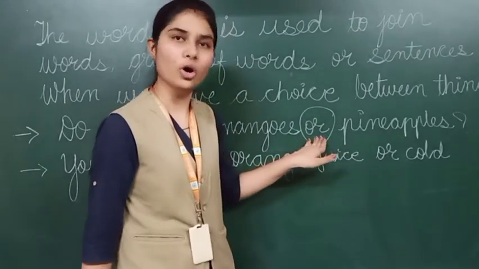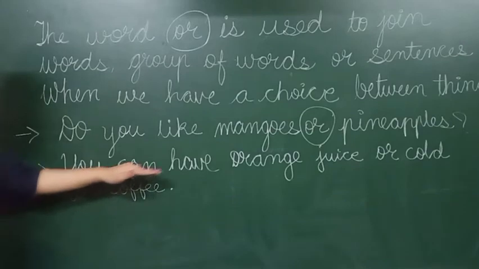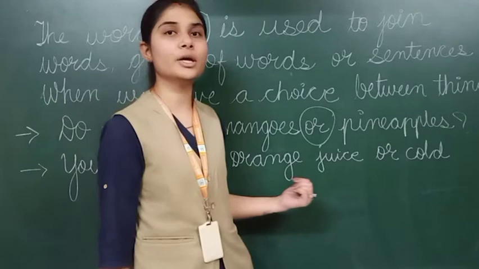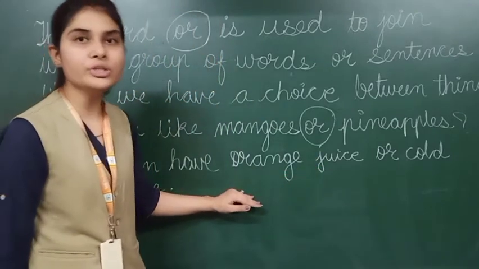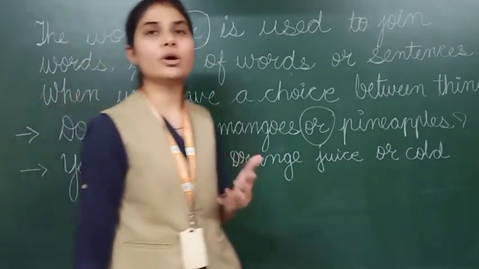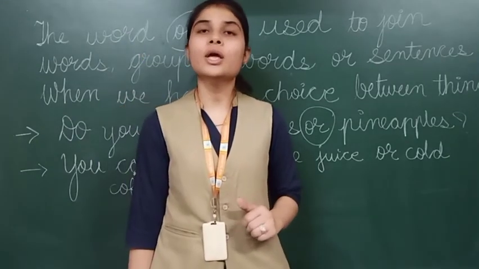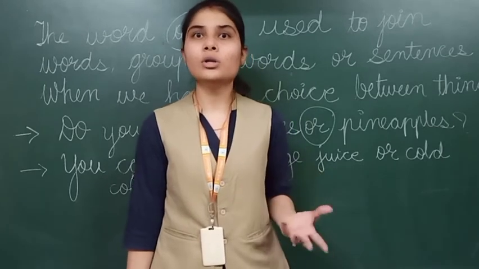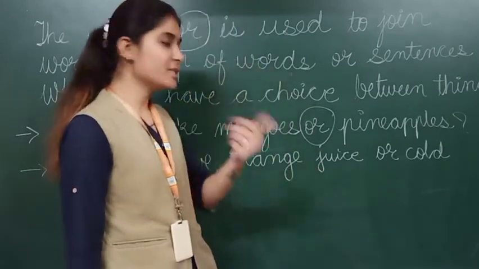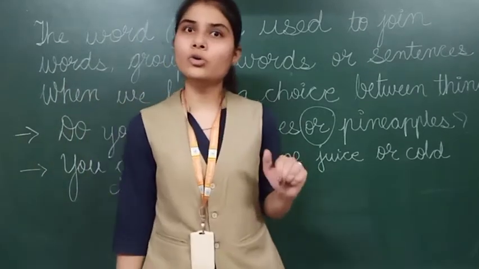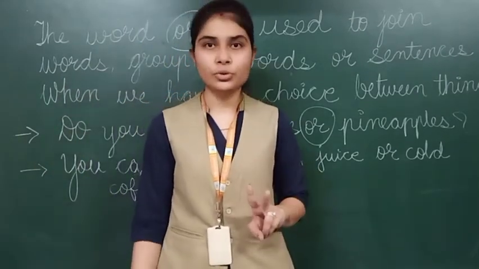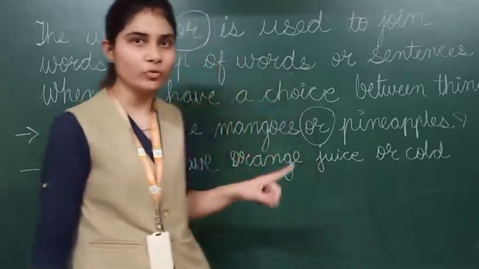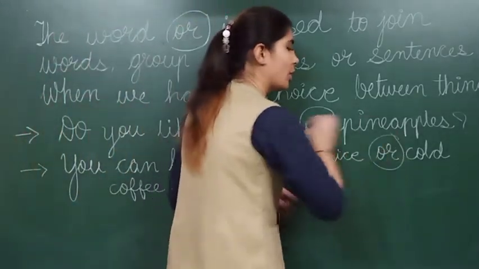So, or. Next, you can have orange juice or cold coffee. So what is the option here? You are having the option between orange juice or cold coffee. Suppose at your home your mother is asking you, nowadays summer season is there, right? We are feeling like we want some cold liquid to drink. So your mother is giving you the option, orange juice or cold coffee. So here the options are two, orange juice or cold coffee. You are going to select one option from both of the things. So that's why I have used the word or.